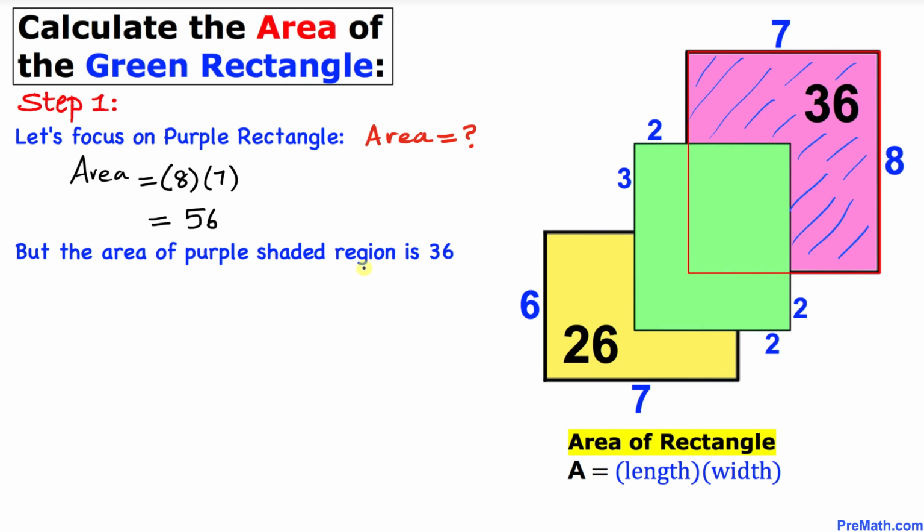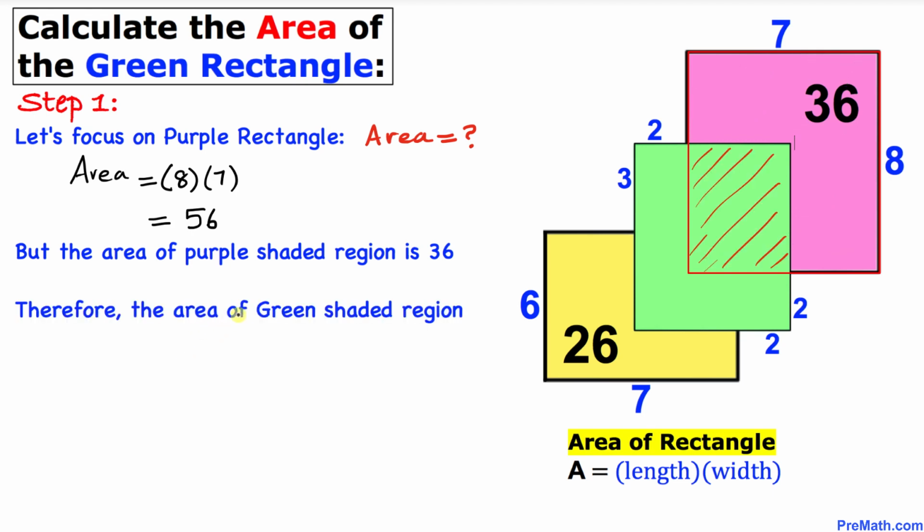But we know that the area of this purple shaded region is 36. So therefore the area of this green shaded region is going to be the total area, 56 minus 36. So that means this shaded green region is going to be 20. Therefore this side is going to be 20 square units.